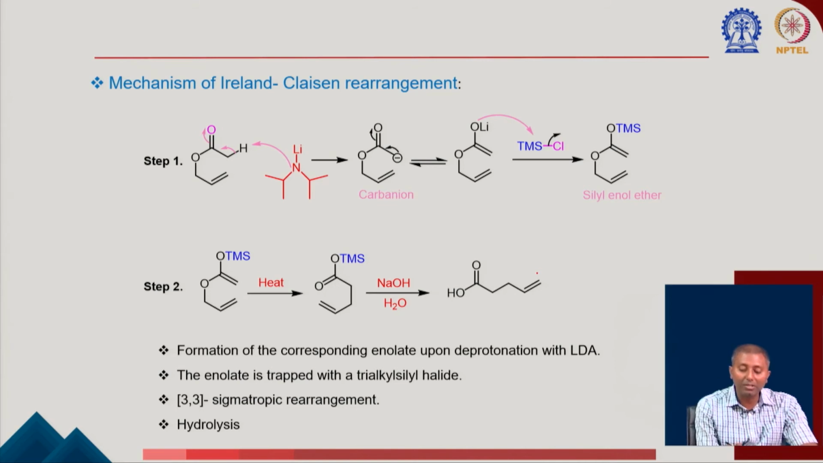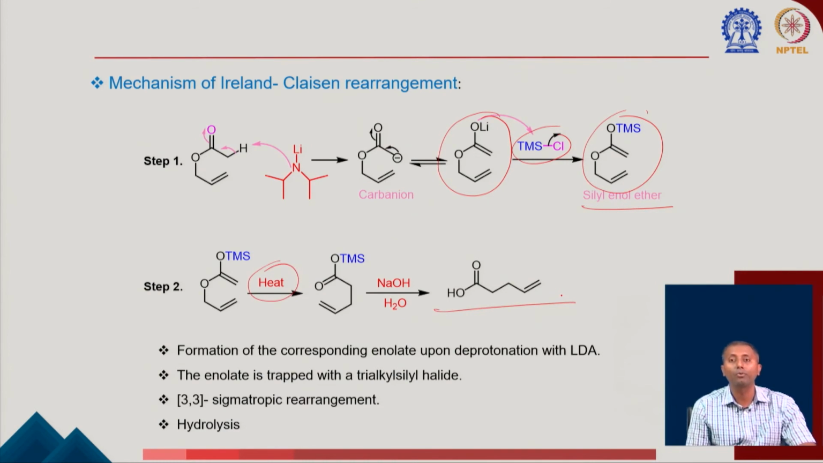So this is the mechanism which I was showing in the previous slide: it abstracts this proton to form this carbanion, which forms the corresponding lithium species, which is trapped with TMS to form this corresponding silyl enol ether. That participates in the Claisen rearrangement in the presence of heat to give the corresponding carboxylic acid, which has a gamma-delta unsaturation.